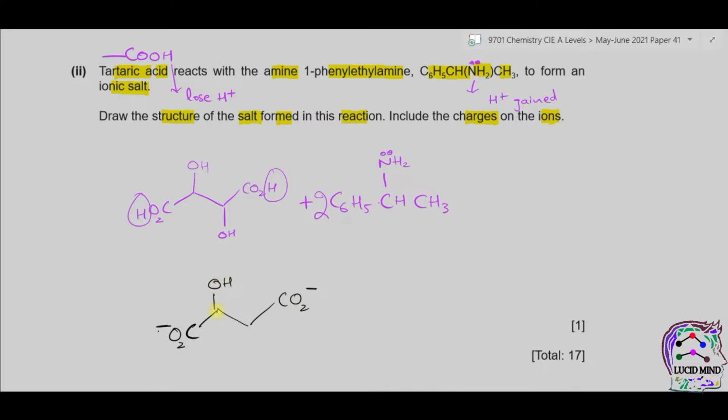Both carboxylic acid ends will lose 2 protons, and this one will gain 2 protons. One is positive, the second is negative, and this is the structure of the salt formed. And there are 2 of these.